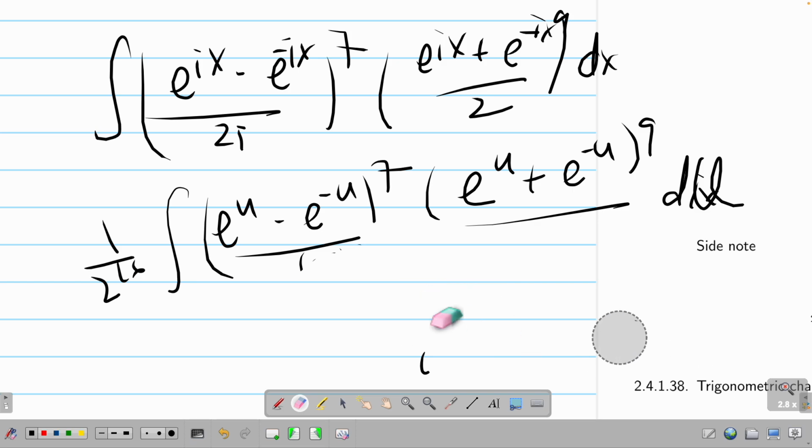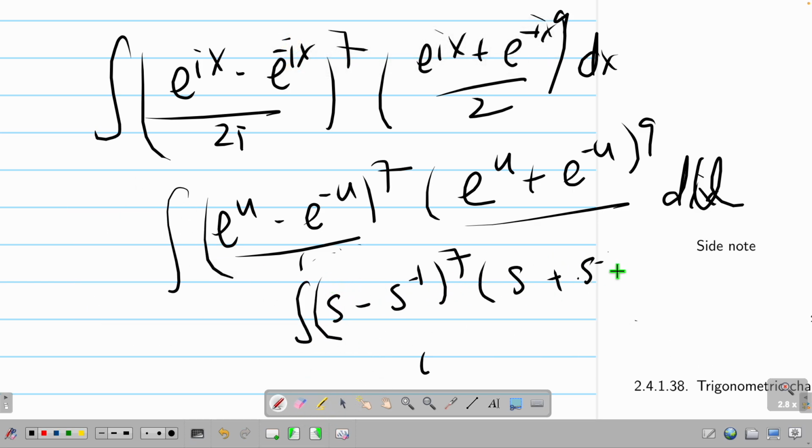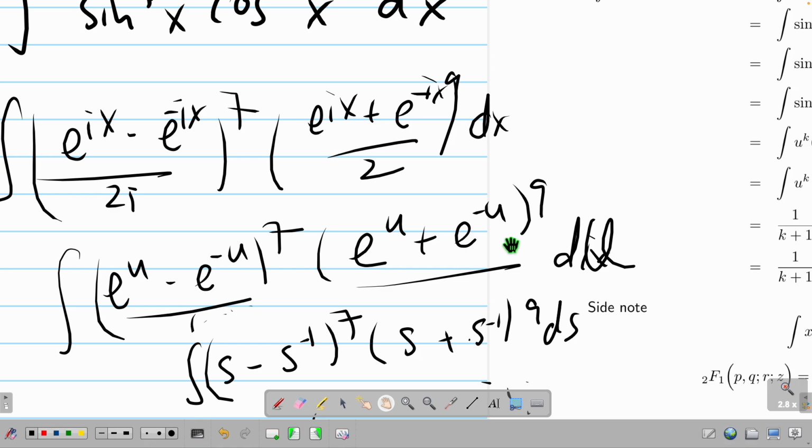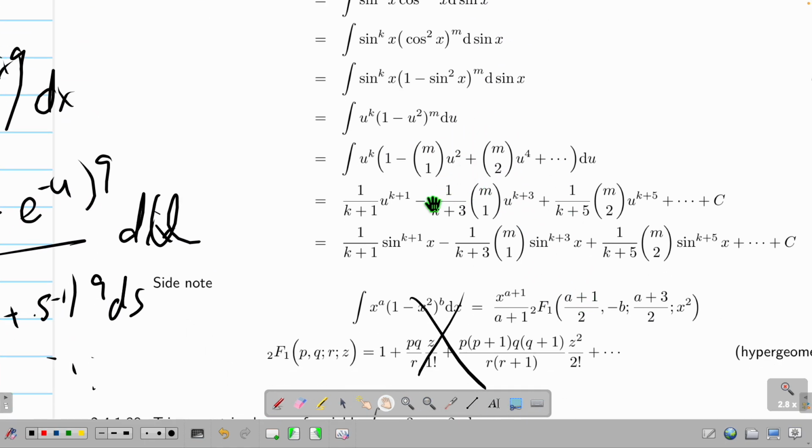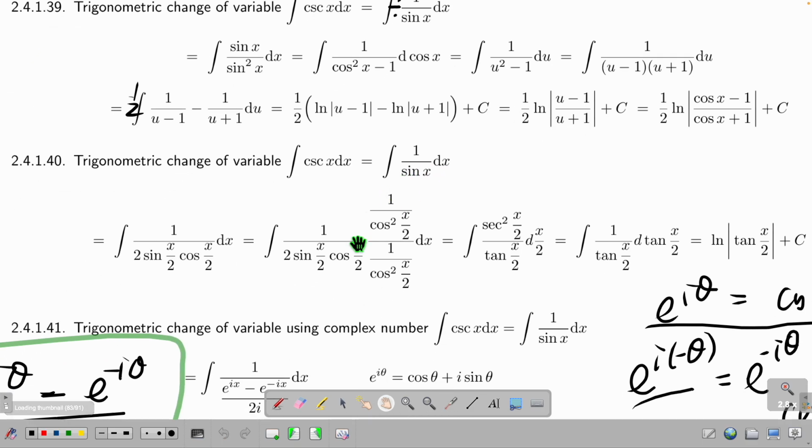Now you finish this. Ignoring all constants, you have something like this, right? Then you keep going on. Done. This is what we can do. But if you don't do this and you want to solve this the classical way, it's very, very tedious. So complex number is the best.